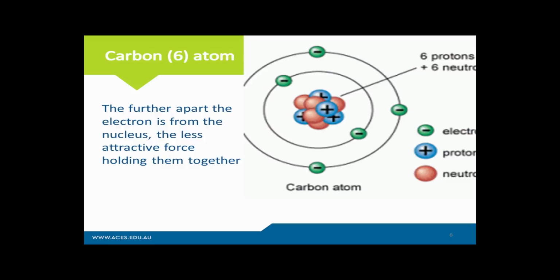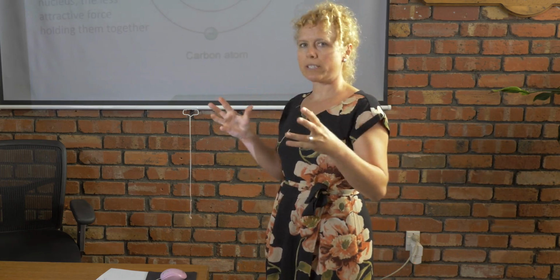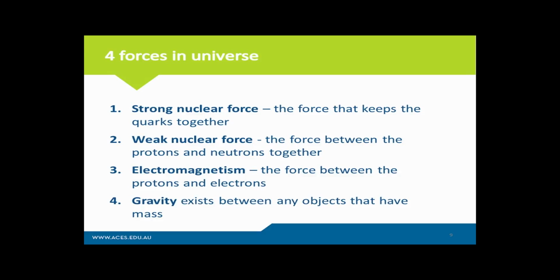Now, let's have a look at carbon, for example. It is number 6 on the periodic table because it has 6 protons. The further apart the electron is from the nucleus, the less the attractive force holding them together. So you can see in this example, there are 6 protons and 6 neutrons in the nucleus, and there are 6 electrons orbiting the nucleus. So this is why carbon is number 6 on the periodic table. And the electrons are attracted to the positive protons in the nucleus, which keeps that atom together. There are in fact 4 forces in the universe that we're aware of, and they are firstly the strong nuclear force, and 3 of these 4 forces exist in our atoms.